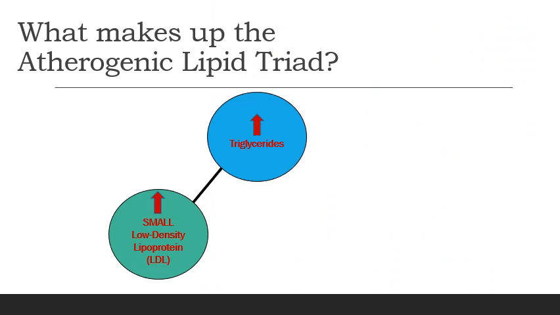Back to the atherogenic lipid triad. We understand now how hypertriglyceridemia develops. We also know how LDL particles become small and accumulate in number in the bloodstream. But before we discuss how HDL is affected, let me reiterate a few additional points about this small LDL particle.